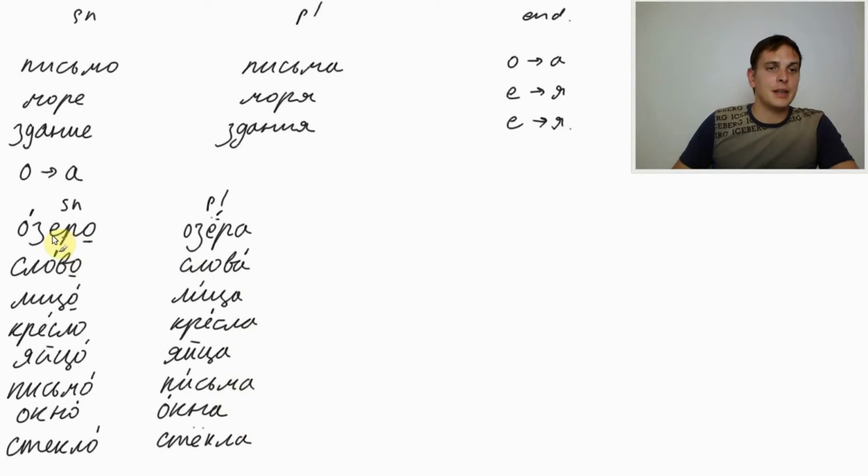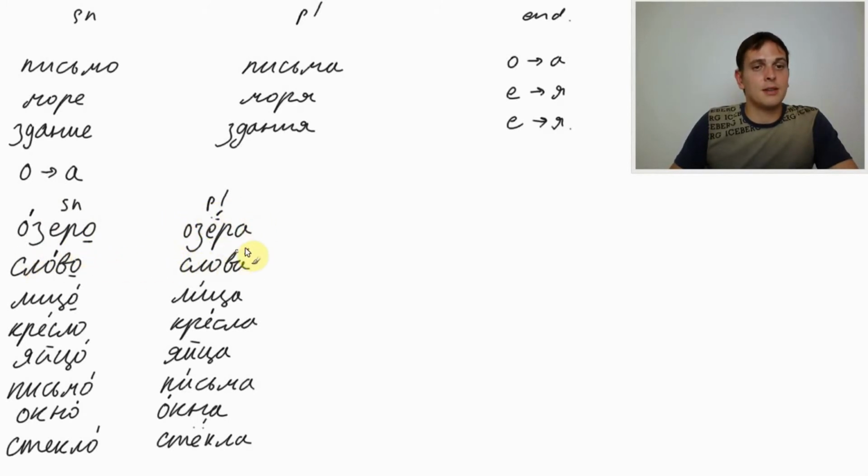Again, ye changes to yo. Стекла. Actually, the rule isn't that difficult. You will understand it straight away. Стекло, стекла. And if you got yo inside the word, always emphasis falls on yo. This is an easy to remember phonetic rule. Again, озеро. Озеро is lake. Озера. Emphasis falls on yo. As I told you, always yo is the emphasized letter in the word. Озеро, озера.